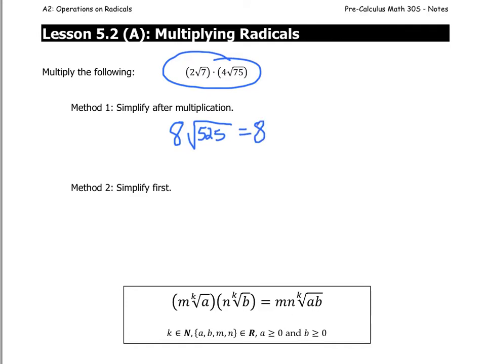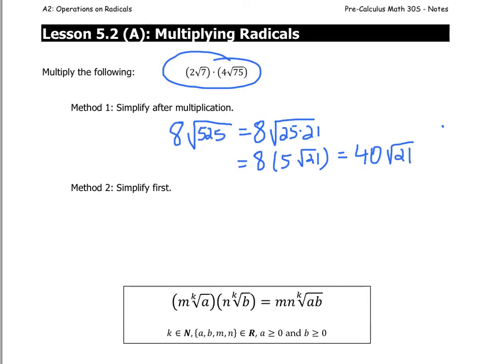answer. That gives me 8 times, oh my goodness, something that divides into 525, that's a perfect square. 25 does. And so I'll write 25 times 21, by the way. Now I get 8 times root 25, which is 5, times root 21, which is root 21, and 5 times 8, that gives me 40 square root 21. Okay, so that's one way that we can do it.